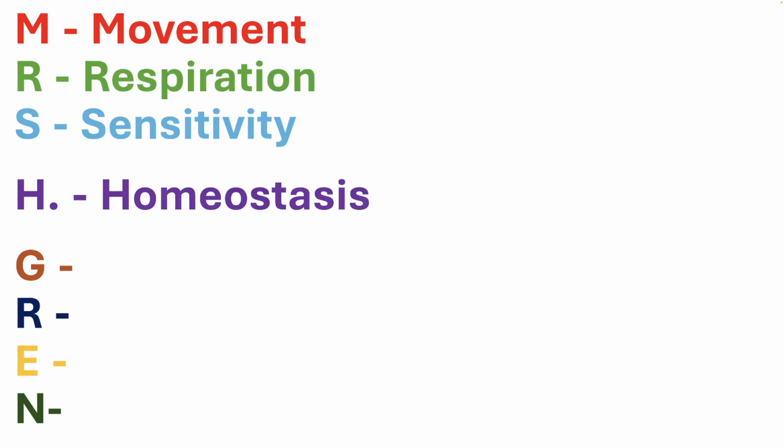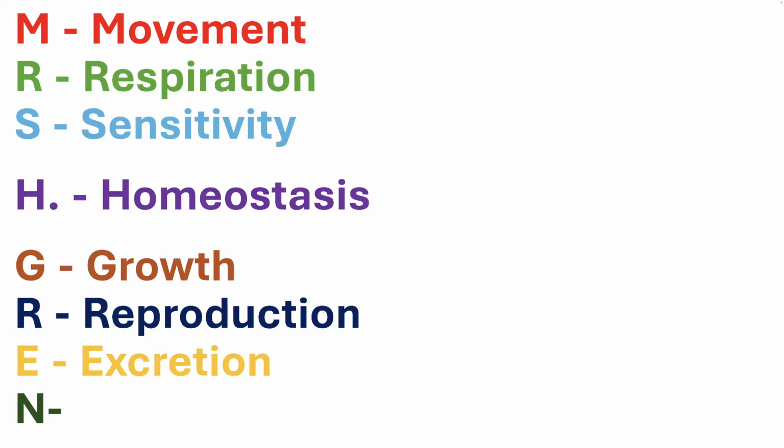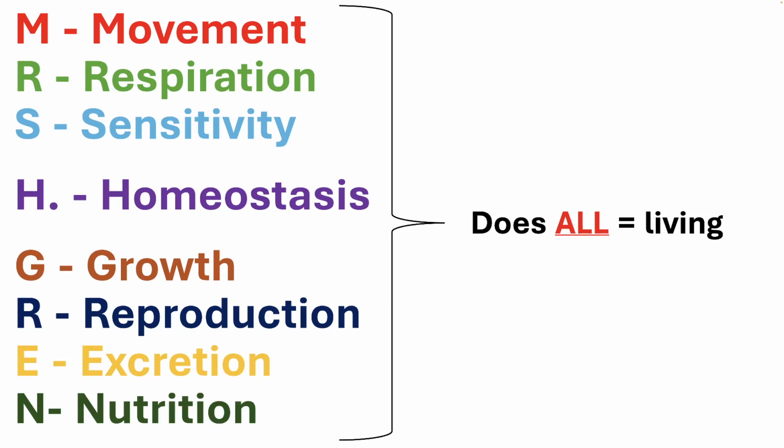It stands for movement, respiration, sensitivity, homeostasis, growth, reproduction, excretion, and nutrition. If something does not carry out all of these life processes, then it's either dead or just wasn't living in the first place. Let's quickly break each one of these down, starting with M, movement.